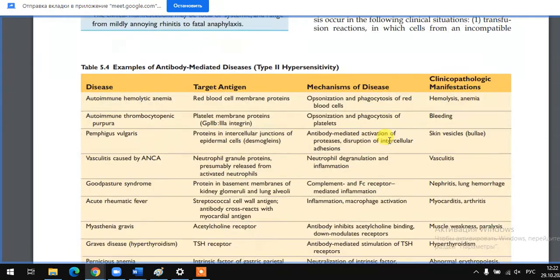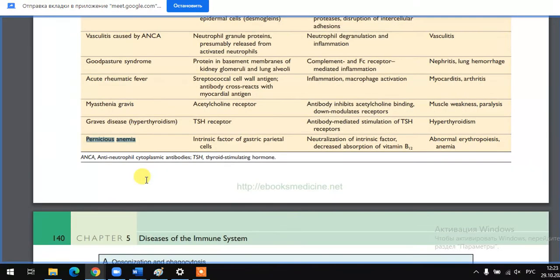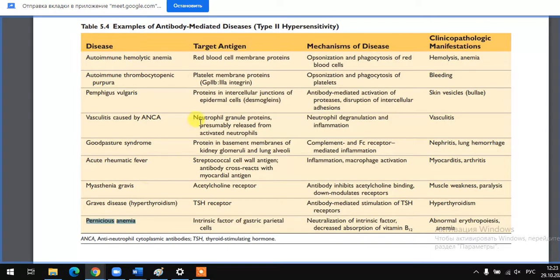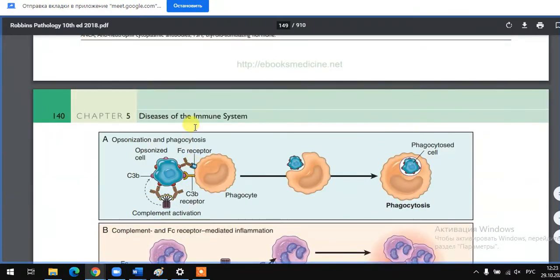Okay, so we have these diseases. Also, it's your individual work. It's autoimmune hemolytic anemia, autoimmune thrombocytopenic purpura, pemphigus vulgaris, vasculitis caused by ANCA, antinuclear and anticentromeric antibodies, then Goodpasture syndrome, acute rheumatic fever, myasthenia gravis, Graves' disease, and pernicious anemia. All of these autoimmune diseases, I guess, we'll discuss in practical class. So please, it is your individual work. Absorb it. They are very interesting diseases.